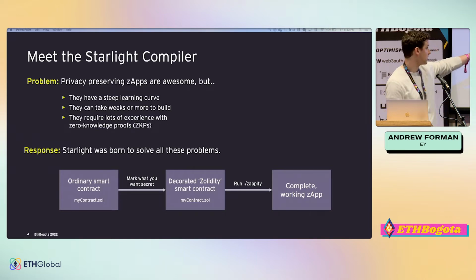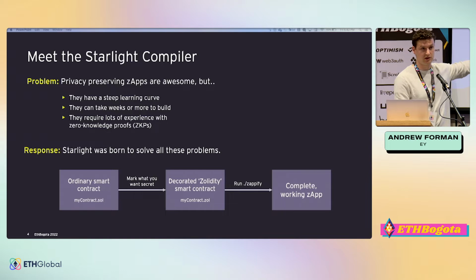So the three steps, again: take your contract in Solidity.sol, add decorators. You mark what you want to be secret: variables, arrays, mappings, anything that can have a private state.